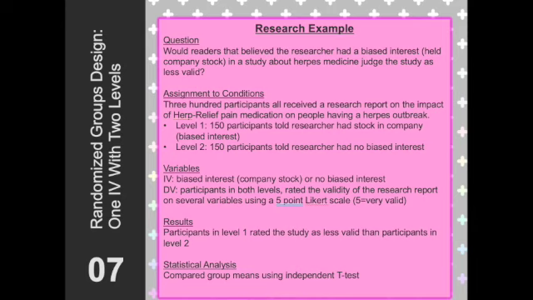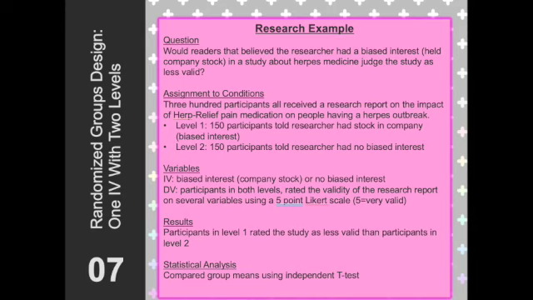And the dependent variable would be participants in both levels rating the validity of the research report on several variables using a 5-point Likert scale, where 5 is very valid. So let's say the results are in: level 1, the participants that got the biased interest, or were told that the person who wrote the article was biased, they held company stock, rated the study as less valid than the participants in level 2.